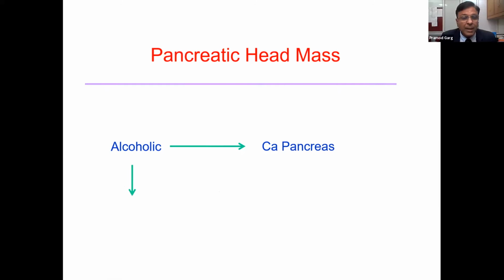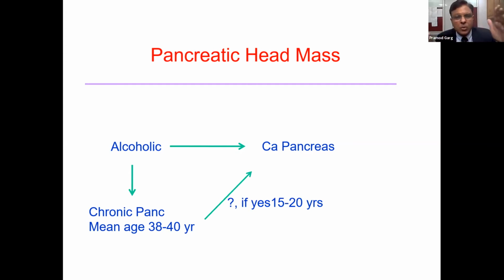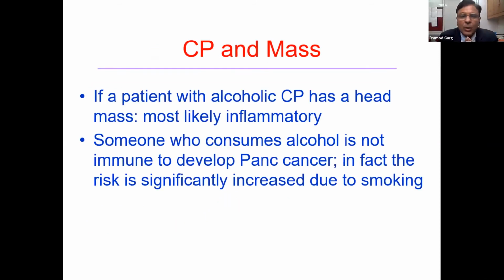That's important. But they may also develop chronic pancreatitis at the age of say 40 years. Now from here to go to CA pancreas, they will take at least 15 to 20 years. So the point is that if you have a patient with chronic pancreatitis who is alcoholic, who comes to you at the age of 40 years, and you find there is a mass in the head of pancreas, it is not chronic pancreatitis to CA, it is most likely inflammatory mass. So someone who consumes alcohol is not immune to develop pancreatic cancer. In fact, the risk is increased because of associated smoking in them.